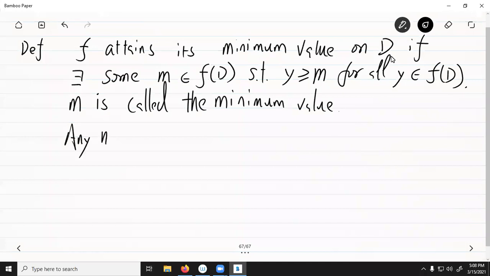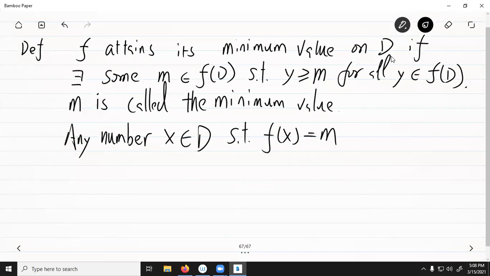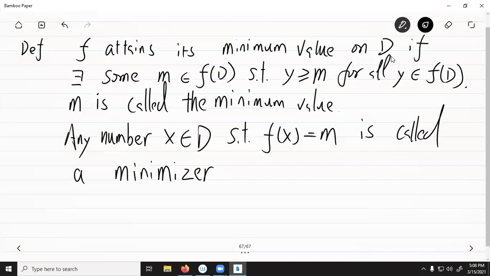Any number x in its domain D such that f of x is equal to this lowercase m, this kind of x is called a minimizer. Minimum value means the f values. Minimizer means the x values, in the domain. Okay, so here are some examples of the minimizer and the minimum value.